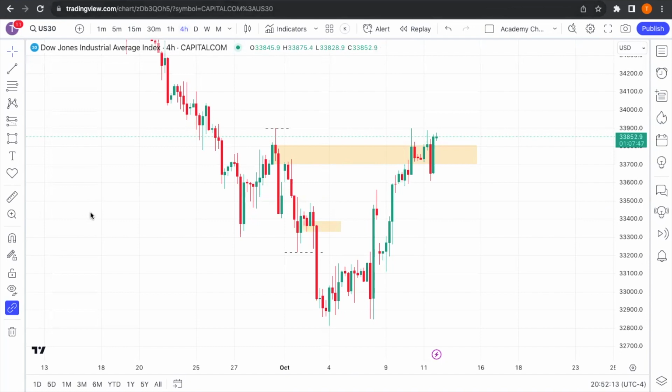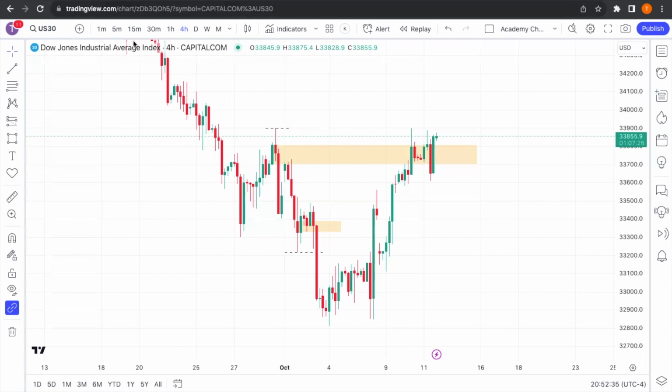Like I think of Mr. Potato Head. Say you find a 4-hour order block here. Now, when you go short in here, you would just go down to your 15-minute, right? This is your 4-hour. This is your 15-minute. You would just go down into your 15-minute and find another order block in there to trade.